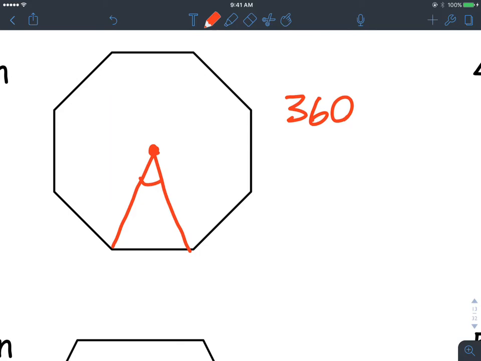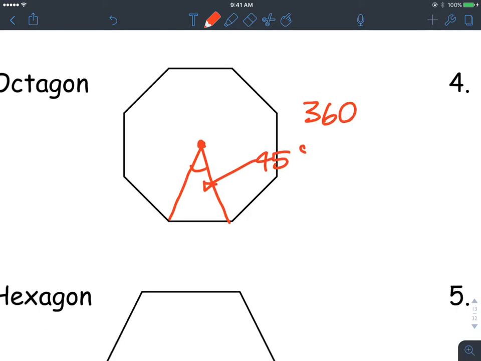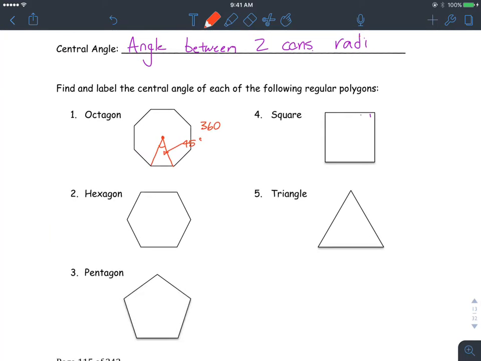So you take 360 degrees, and then there would be 8 of these central angles since it's got 8 sides. So we'll say 360 divided by 8, and that comes out as 45 degrees. So 45 degrees, and that's all you got to do there. Let's see, do we need to do anything else? Label central angle. Nope, that's it.